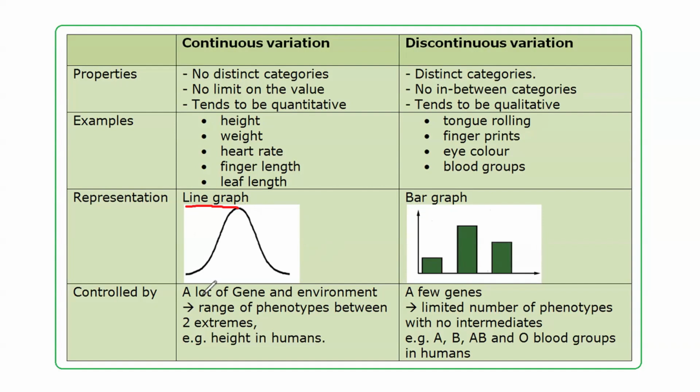Continuous variation is controlled by a lot of genes and the environment, giving a range of phenotypes between two extremes, like height in humans. Discontinuous variation is controlled by a few genes, giving a limited number of phenotypes with no intermediates. For example, blood groups A, B, AB, and O. So these are the differences between continuous and discontinuous variation.